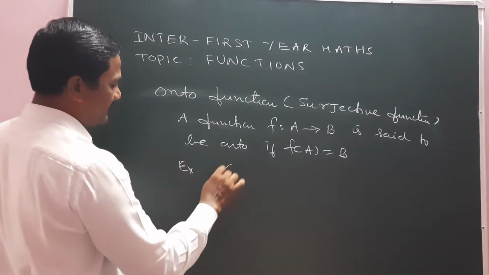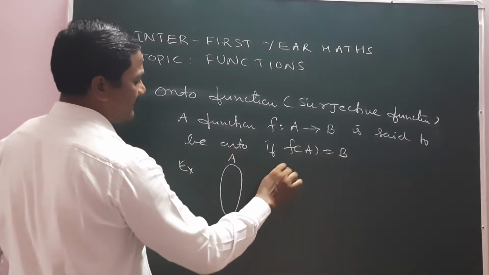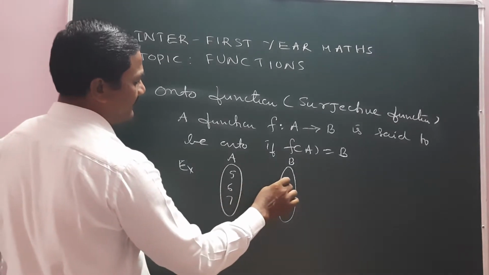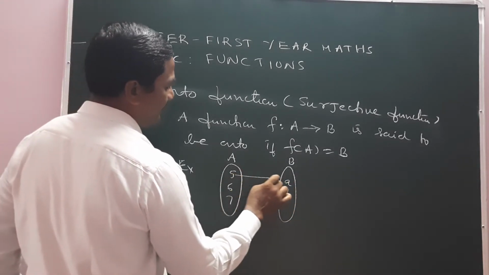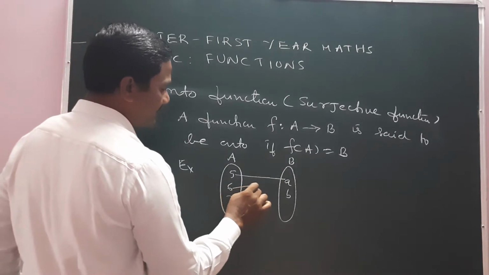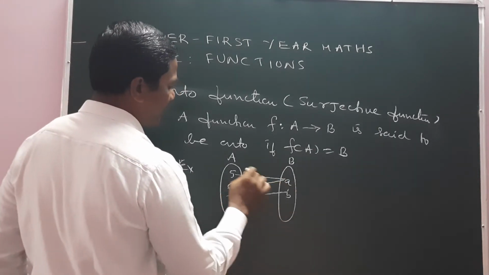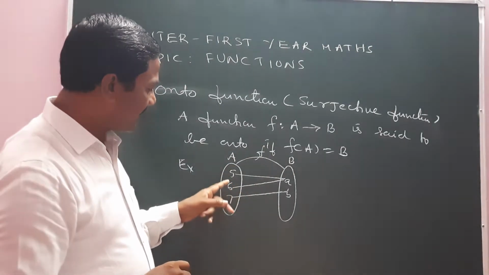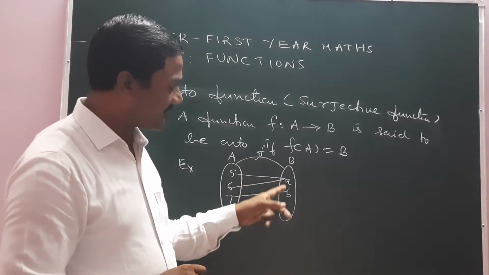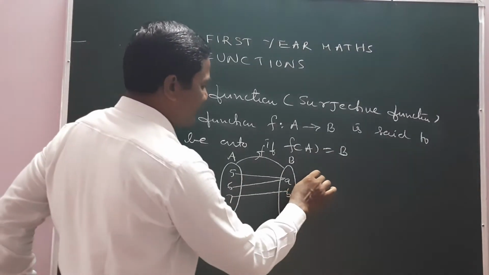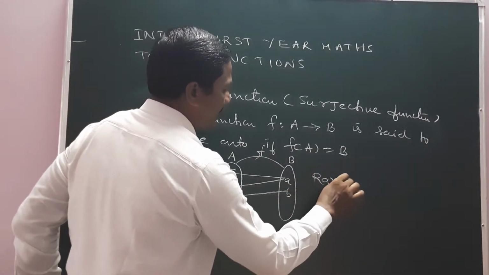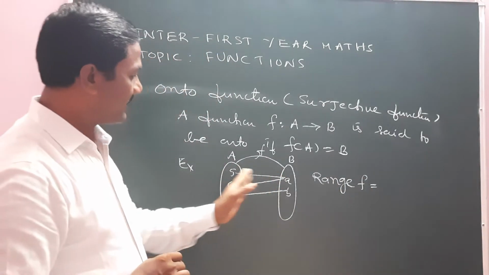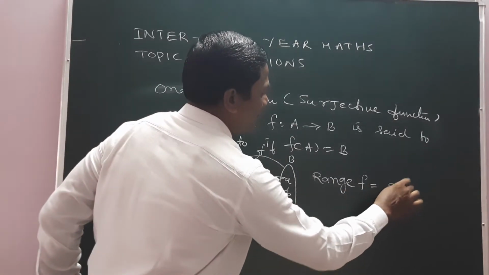Example. Here this is A, this is B. A is 5, 6, 7 and B is a, b. 5 is associated with a, 6 is associated with a, 7 is associated with b. Then f is a function from A to B. All elements of A are associated with elements of B. That is what is the range. Range of f equals the mapped elements of B only. That is a comma b only.